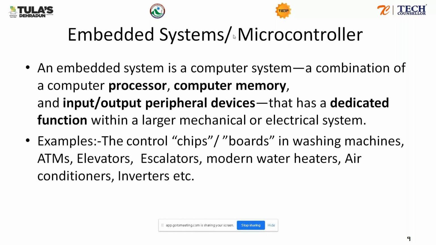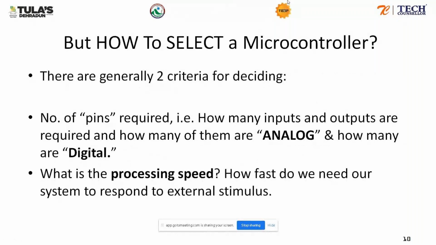Okay. So next question is how to select a microcontroller. There are so many microcontrollers available in the market, but how do I know which microcontroller I'm supposed to use for my prototype? Generally there are two criteria for deciding. First is how many pins do I require. Pins are basically inputs and outputs. How many inputs and outputs I require, and how many of them need to be analog and digital. I'll talk about analog and digital later in the lecture.